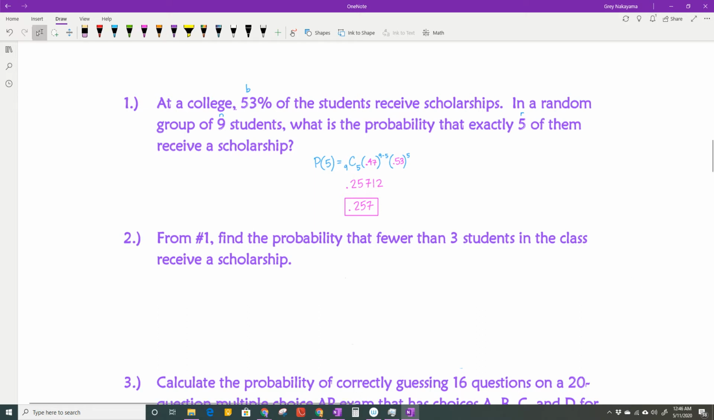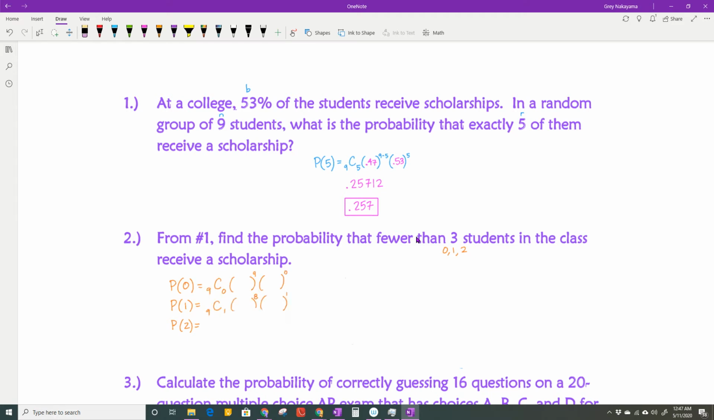Okay, look at number 2, the difference. It's carrying on from the same one. Find the probability that fewer than 3 students in the class receive a scholarship. So this is still my success rate. n is still 9 students, but this is different because it's not exactly. If it's fewer than 3 students, how many is that? That would be 0, 1, or 2. So what you have to do on this one is calculate P of 0, P of 1, and P of 2.